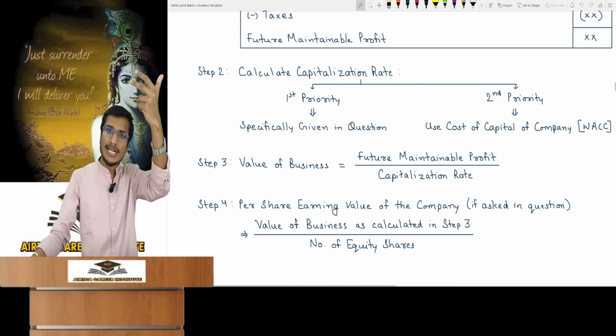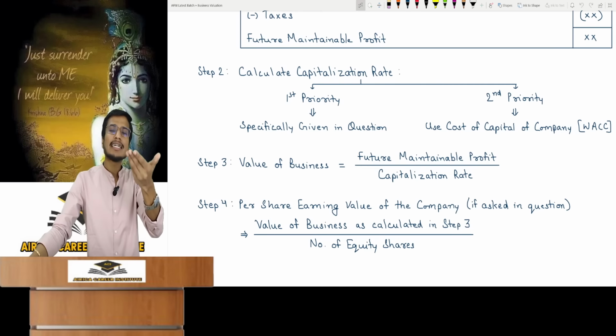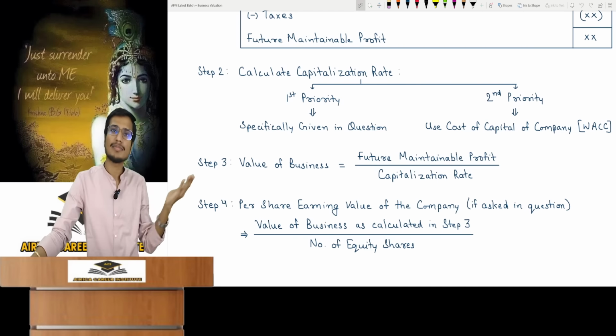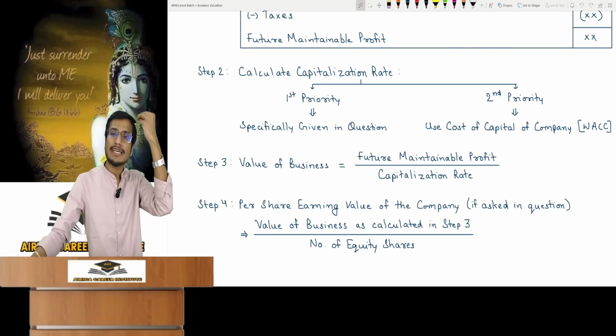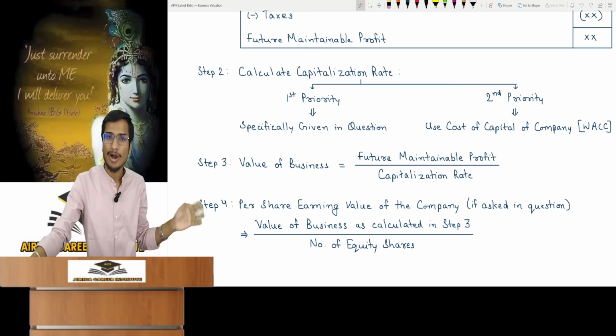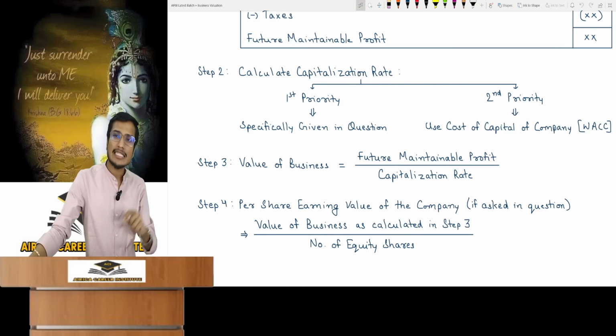Future maintainable profit has no growth. Divide by the capitalization discounting rate, then you have the business value. This fourth step is even more useless since the institute makes more mistakes here than anywhere else. The fourth step applies solely if the institute explicitly asks; otherwise, it's skipped.